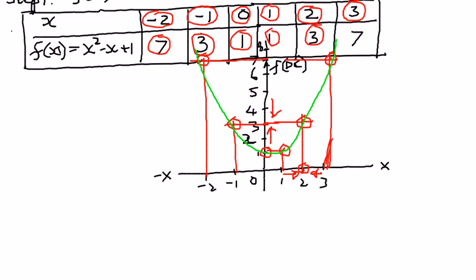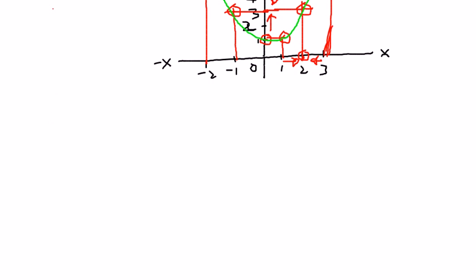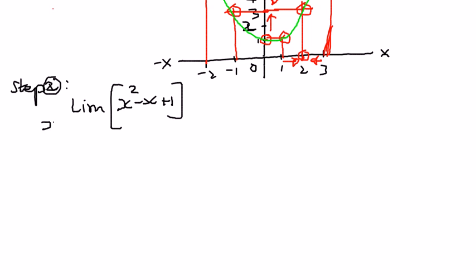And as x approaches 2 from either side, the function approaches 3. So we can explain the same concept with respect to limits. We can write the limit of this function as step number 2. Let's write this as step number 2. And then in here, we're going to express the limit of the function x squared minus x plus 1 as x approaches 2.